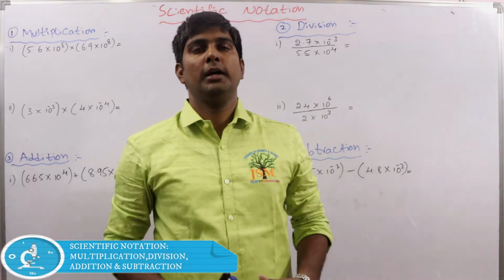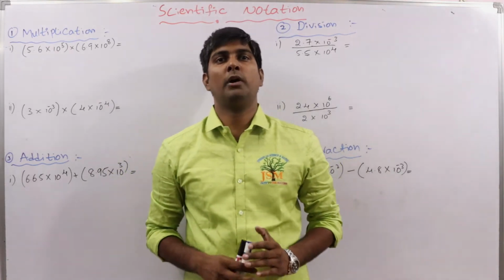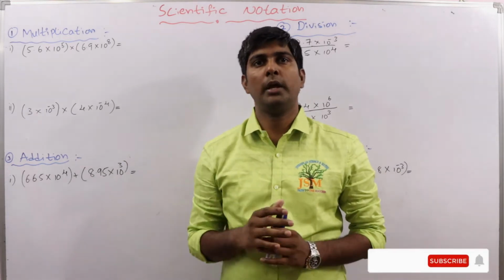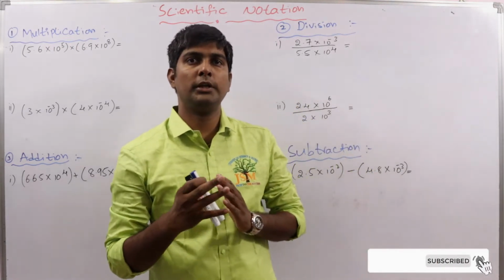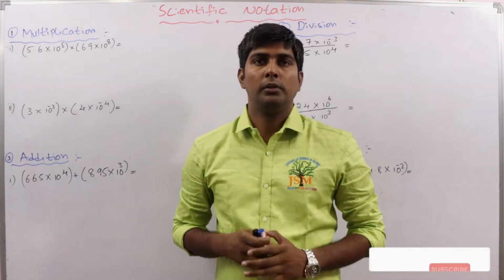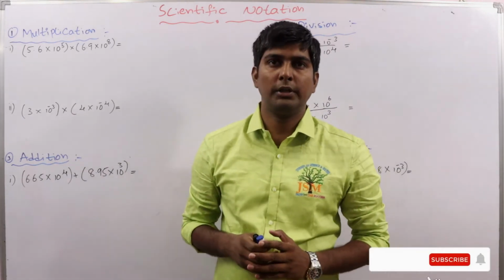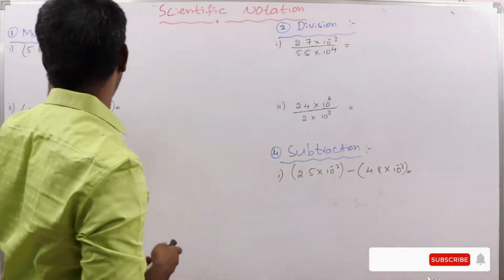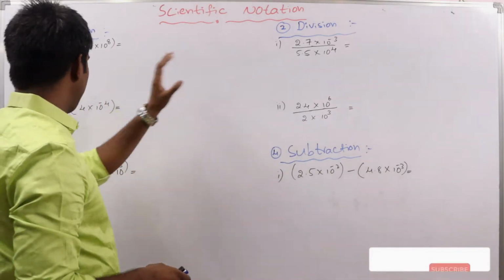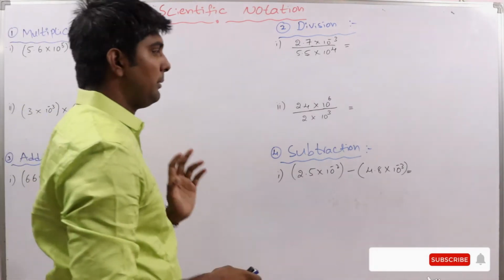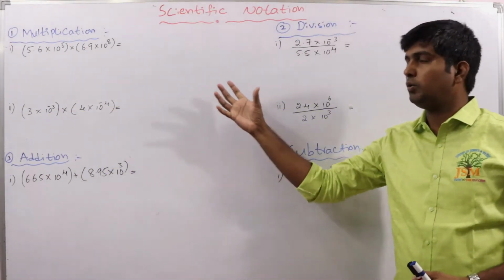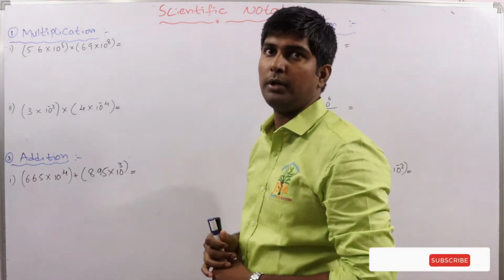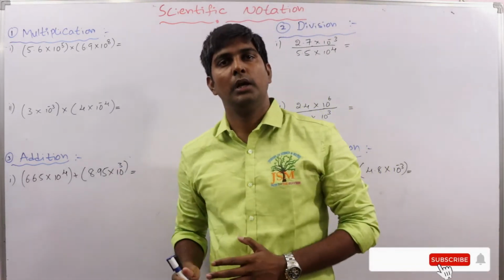Welcome to JSM. In the previous lecture, we discussed what scientific notation is, how important it is, and how to write any number in scientific notation in a simple manner. Now, in this lecture, we are going to discuss four fundamental mathematical operations: multiplication, division, addition, and subtraction, and how to do them in a simple way and write the final answer in scientific notation.